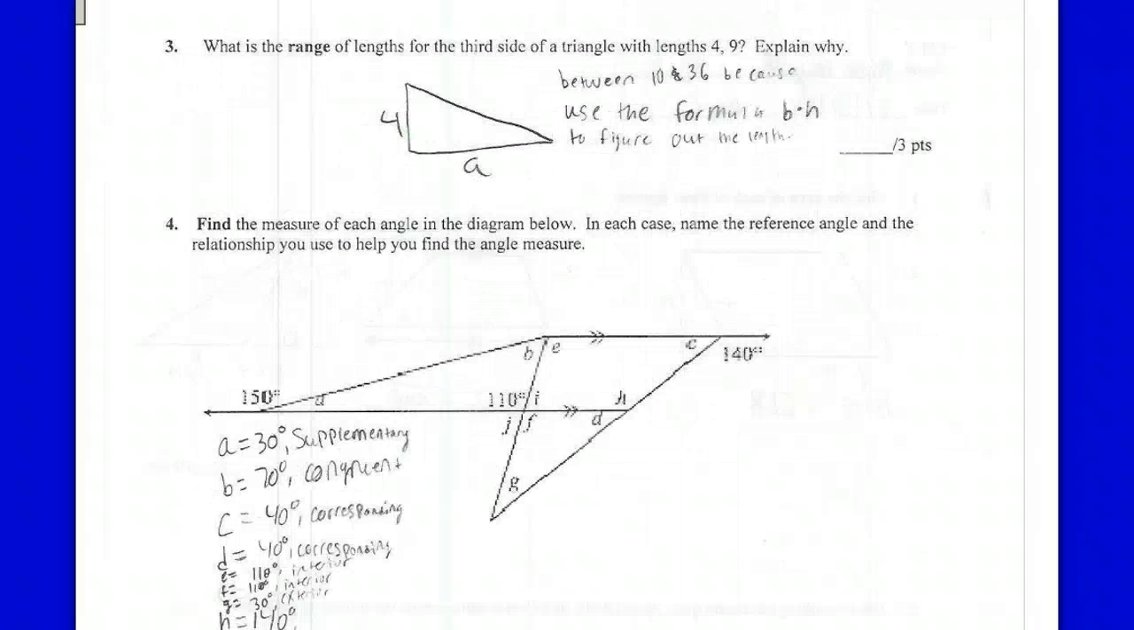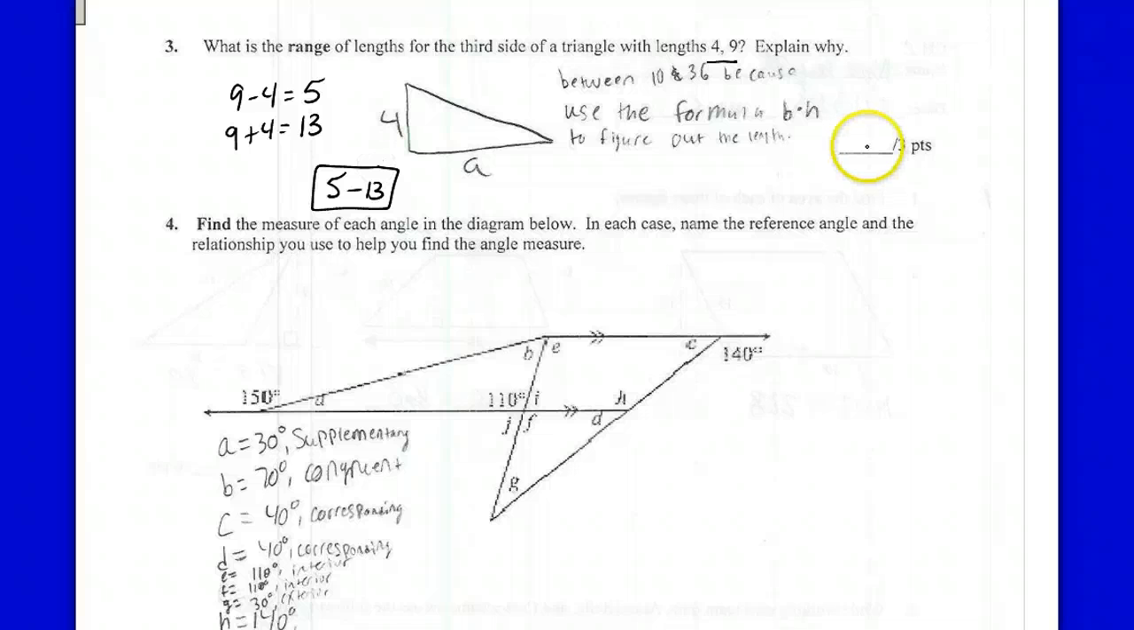So I think we were a little confused in number three. We wanted the range of the lengths for the third side of a triangle with side lengths of 4 and 9. So I think we got this a little confused with finding the area for this triangle. So in order to figure out the range of lengths, we need to take the difference to find the smallest it could possibly be, and then we take the sum to find out the largest. So our range is actually 5 to 13. So unfortunately, we didn't earn any points for number three.